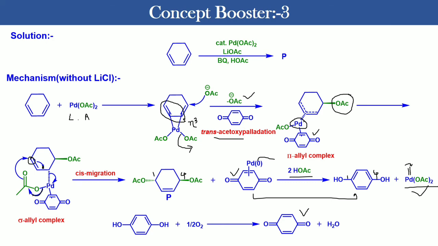Now, one important point to be noted is that OAc minus can attack this carbon, but this attack is not sterically preferable, whereas the attack of acetate ion to this carbon is sterically preferred, and which will lead to the 1,4 diacetoxylation product, which is the major regioisomer.